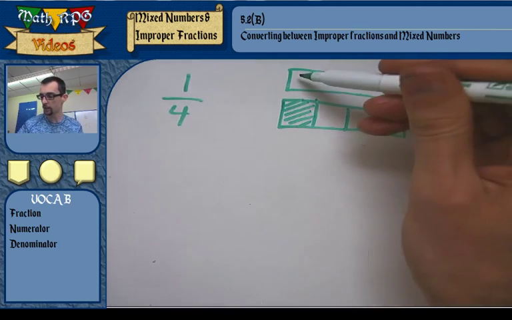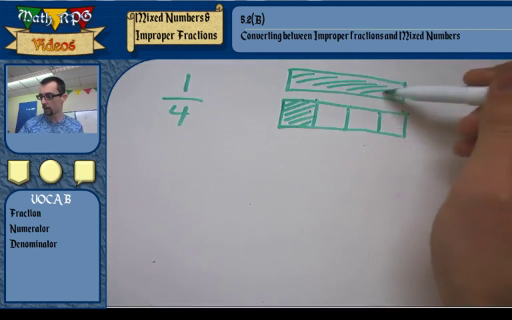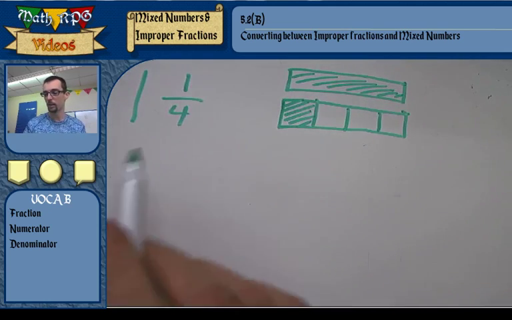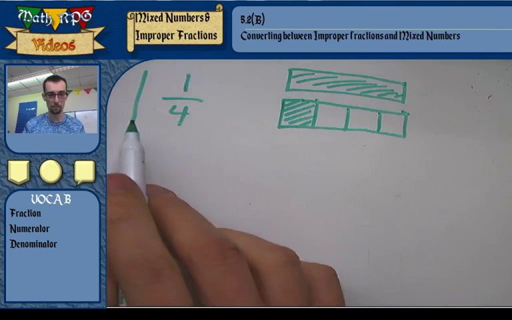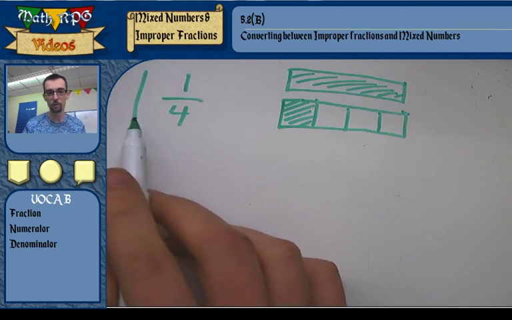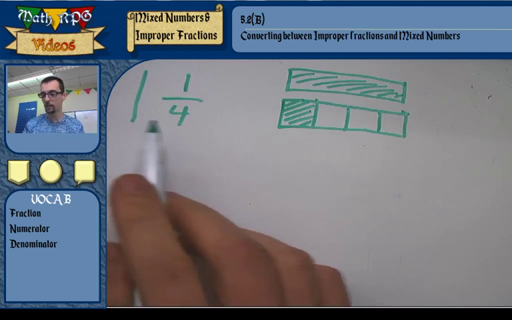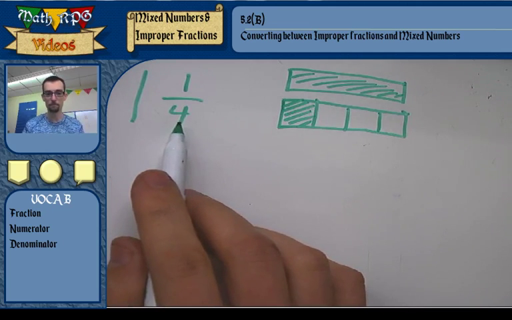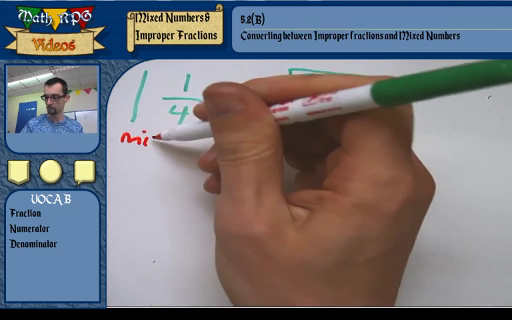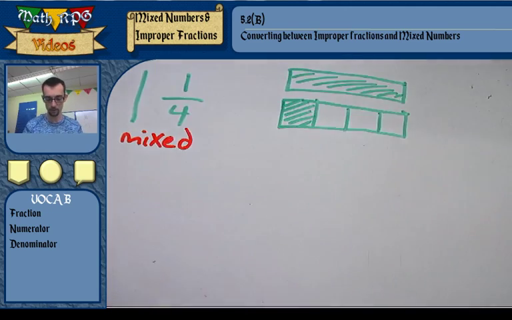I could say that I just ate 1 1/4 candy bars. Right? And it looks like this. You put it into a mixed number. We call it mixed because there are 2 different kinds of numbers here. There is a whole number, 1, and there is a fraction, 1/4. So that's mixed. This is called a mixed number. A mixed number consists of a whole number and a fraction.